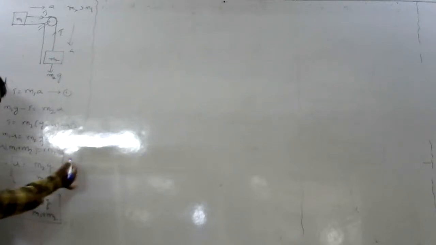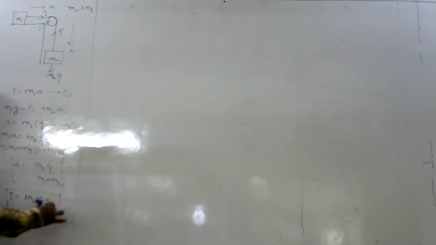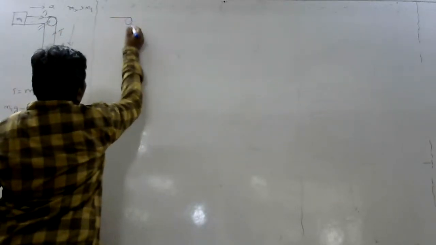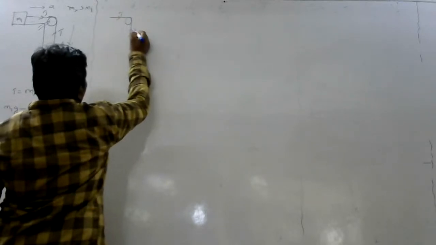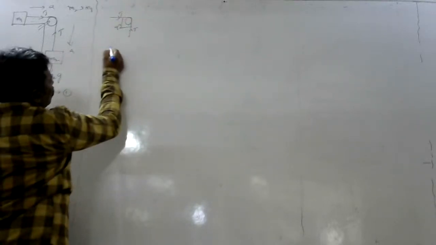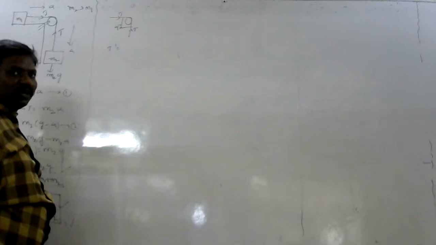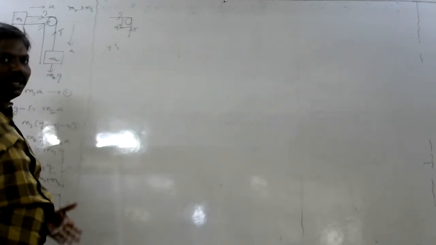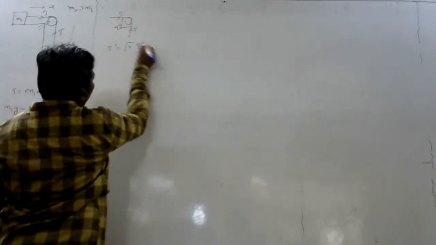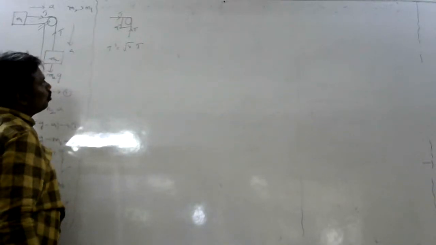Acceleration is m2 g by m1 plus m2 and tension in the string T is equal to m1 m2 g by m1 plus m2. And also we have to find the tensional force in the pulley. Here we have two forces, each one tension T, and the angle between them is 90 degrees. So T dash is equal to square root of T square plus T square plus 2T cos 90. Cos 90 will be 0. So T dash is equal to root 2T.